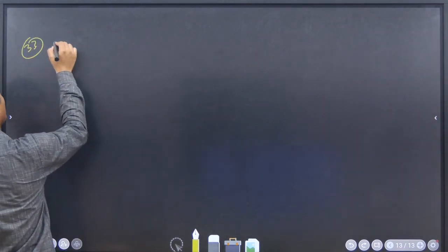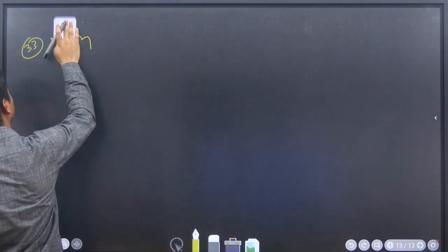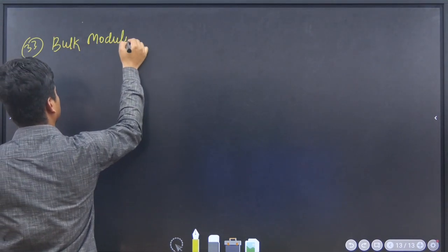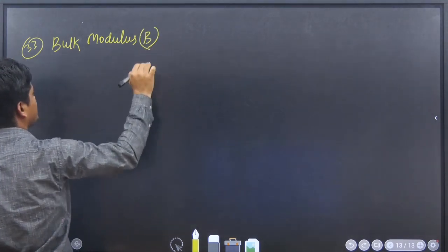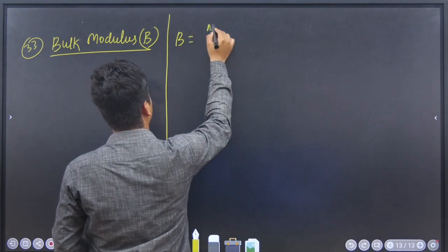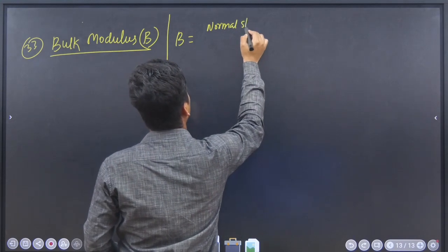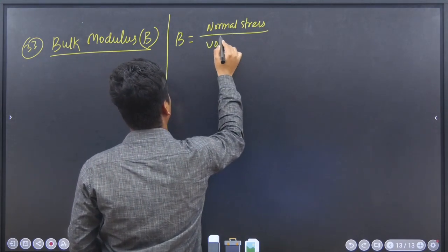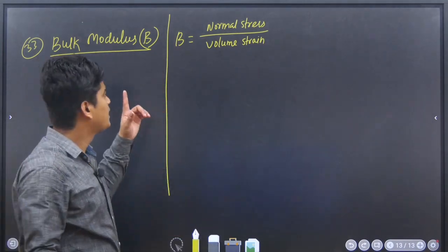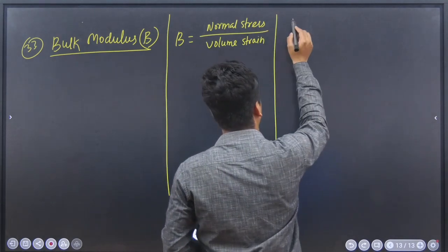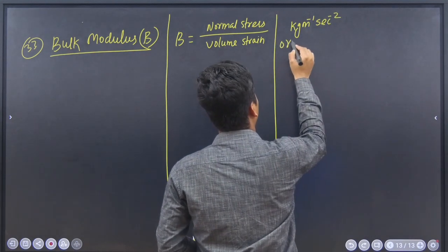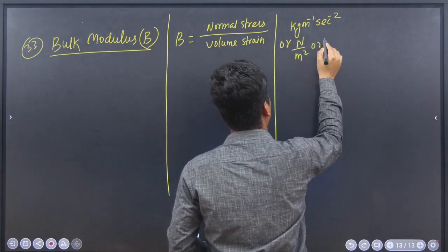So let me write 33. You can come across bulk modulus, and you can give the symbol B. Bulk modulus is basically stress by strain, specifically normal stress by volumetric strain. If I write the unit, only the stress unit will come, that is kg meter to the power minus 1 second to the power minus 2, or Newton by meter square, or Pascal.